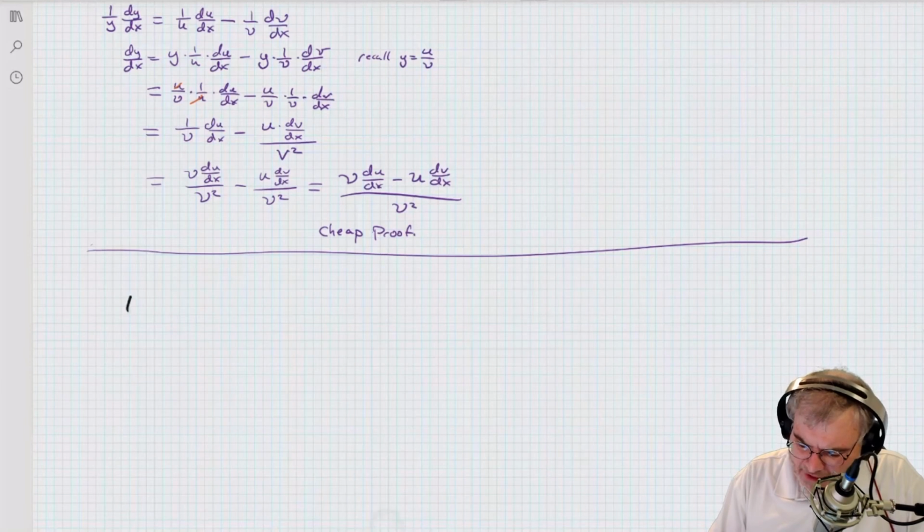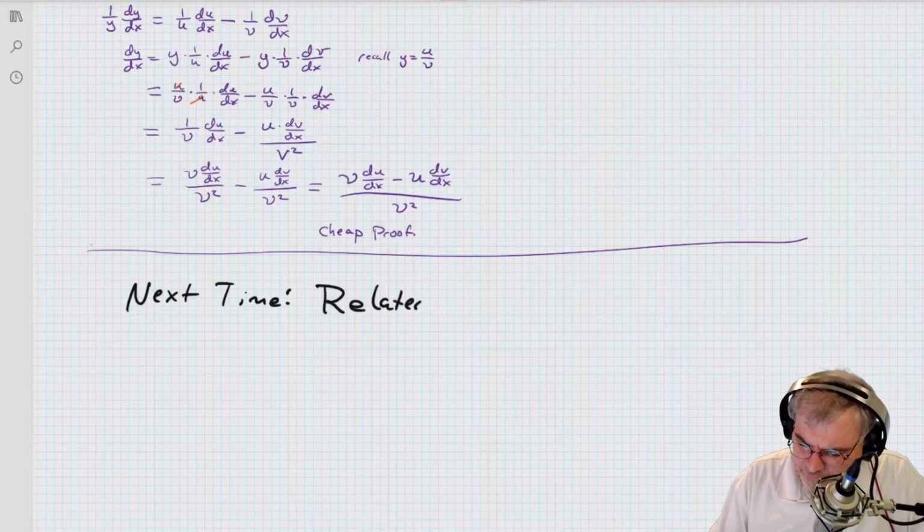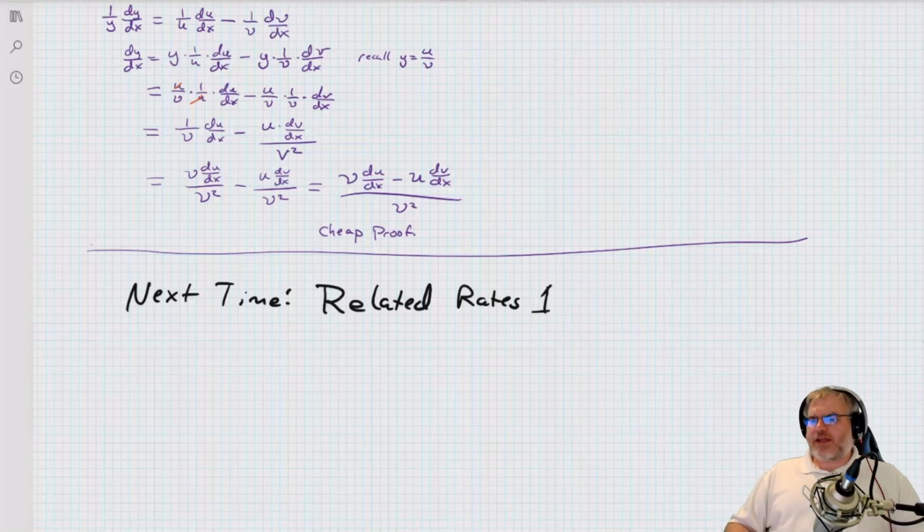Next time, we'll start related rates problems. This will be related rates 1. We're actually going to spend a little bit of time in related rates. Does anyone have any questions?